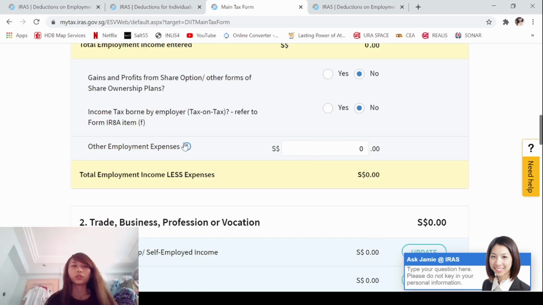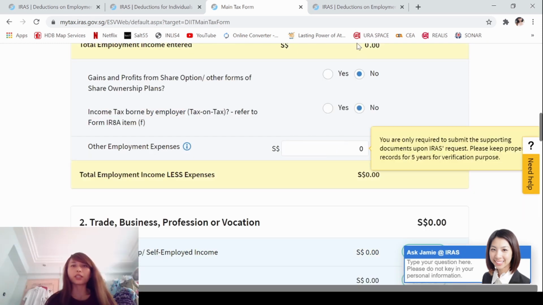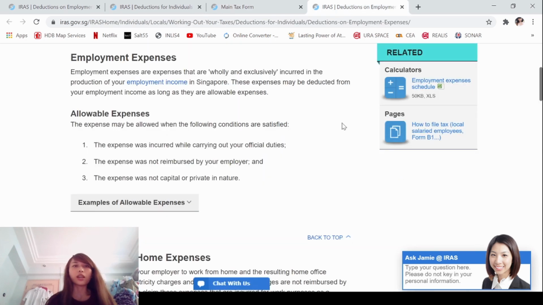So you need to indicate yes if there's any. Then okay, this is other employment expenses that you also need to declare. These employment expenses are, for example, you go for a client meeting, then you all have a dinner together, and you paid for the expenses, but your company did not reimburse you. So you can claim expenses for this because you met your client, and it's like entertainment, but you need to deduct your own portion.